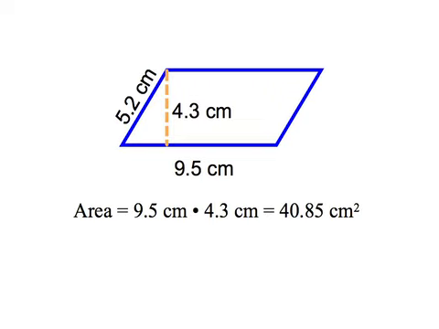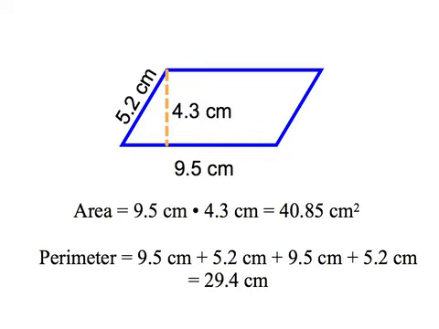And we can use what we know about parallelograms to get the perimeter. We have a 9.5 on the bottom, a 5.2 on the left. The top is the same as the bottom, another 9.5. The right side is the same as the left side, another 5.2. We add them all up, and the perimeter is 29.4 centimeters.